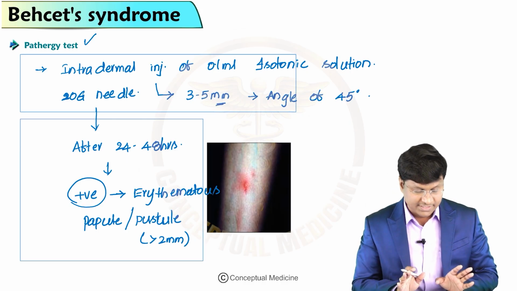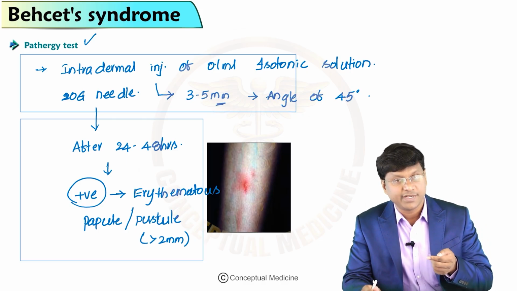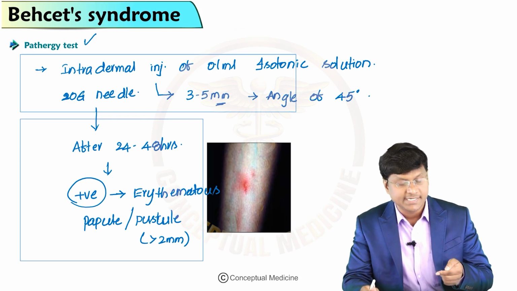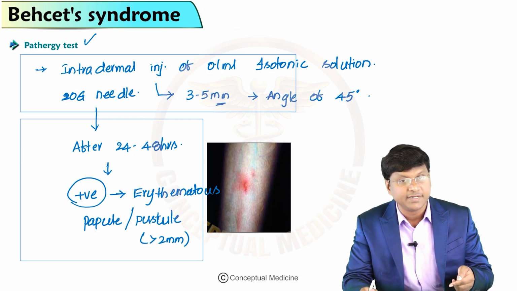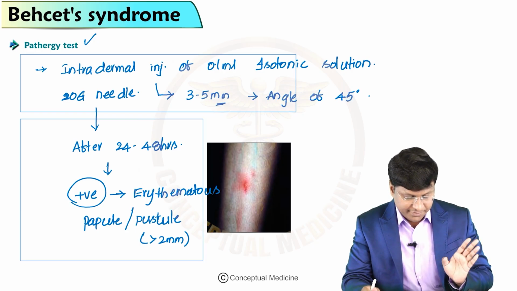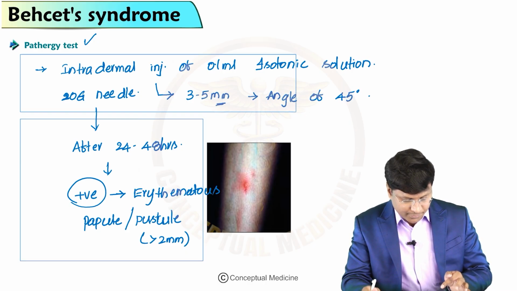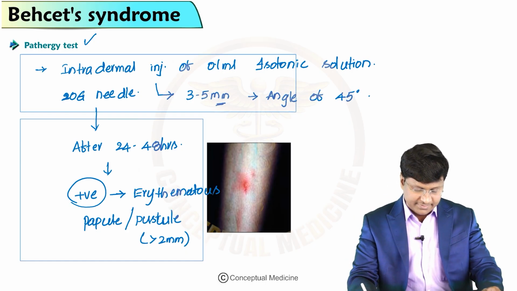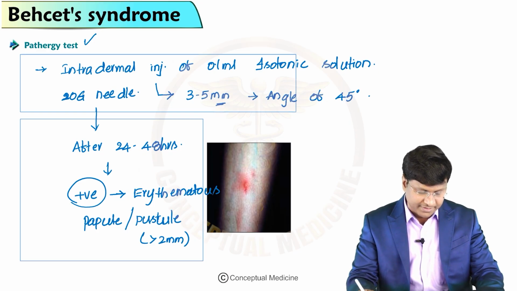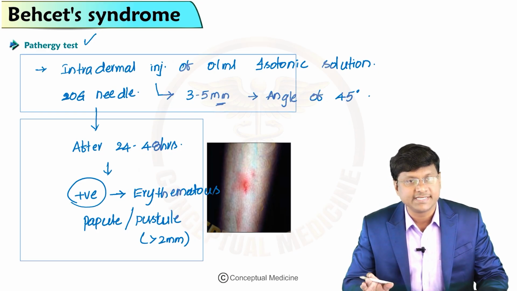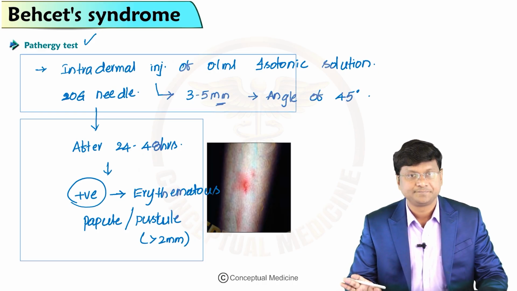I'll repeat everything once again. What you need to do is take 0.1 ml of normal saline and inject it intradermally to a depth of 3 to 5 mm at an angle of 45 degrees with a 20 gauge needle. The test is read after 24 to 48 hours. You consider the result positive when there is development of an erythematous papule or pustule of more than 2 mm; then we consider it a positive Pathergy test.